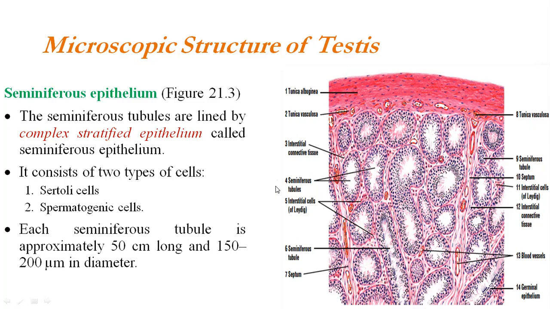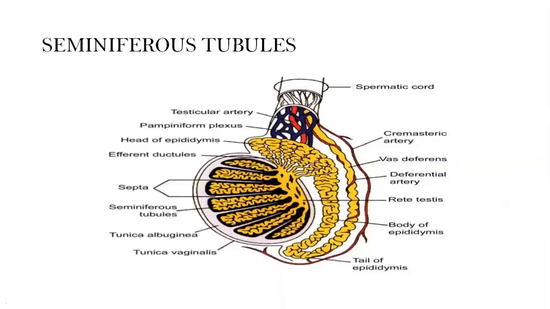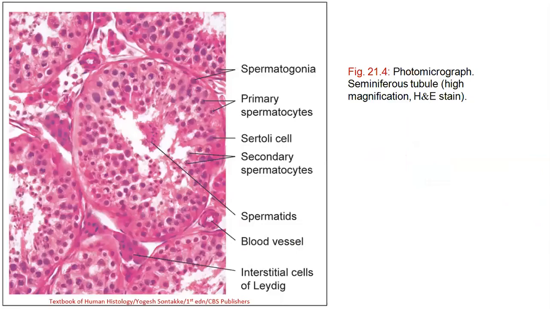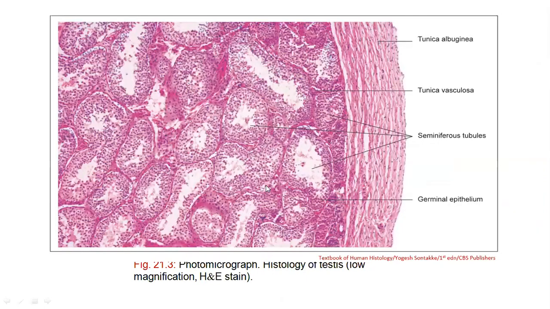So these seminiferous tubules are approximately 50 centimeters long and the diameter is 150 to 200 micrometers. Okay, then. This is the low magnification, stained with hematoxylin and eosin. These round tubules are all seminiferous tubules. The outer coverings are the tunica albuginea and tunica vasculosa. And you are finding developing spermatogonia. Of course, they are not clearly differentiated because this is under low magnification.